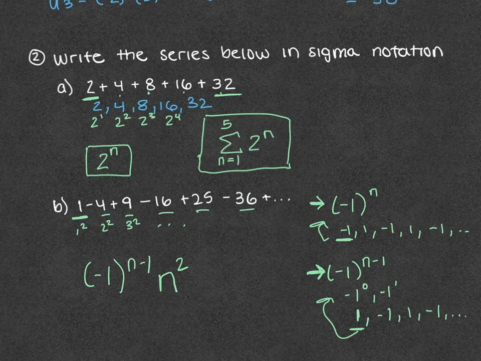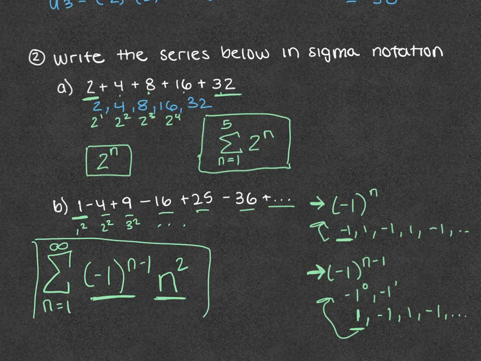So this would be our equation. This part changes the sign, and then this part gives us our perfect squares. So now to put it in proper notation, I'm starting when n equals 1, and because I added these 3 little dots, we would be going out to infinity. So that would be your series.